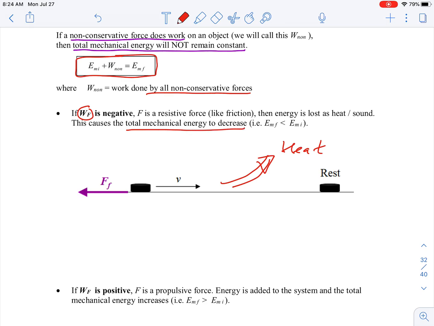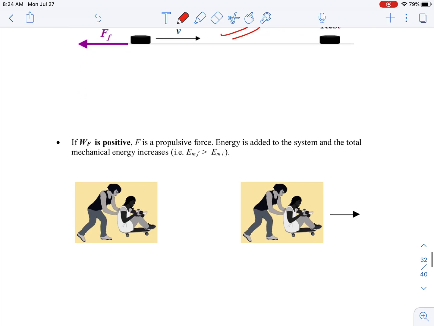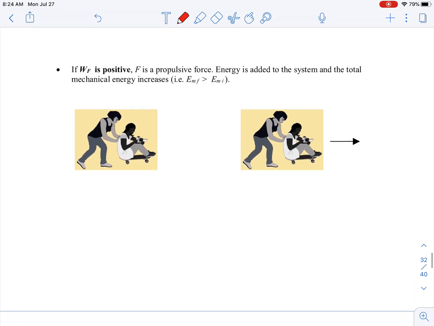So whatever mechanical energy it had at the beginning, it will decrease as time goes on because it's lost due to heat and sound. Mechanical energy will not stay constant. So this is what happens when you have a resistive, non-conservative force. It'll cause the mechanical energy to decrease. But if you actually have a propulsive force, what happens if the work happens to be positive?